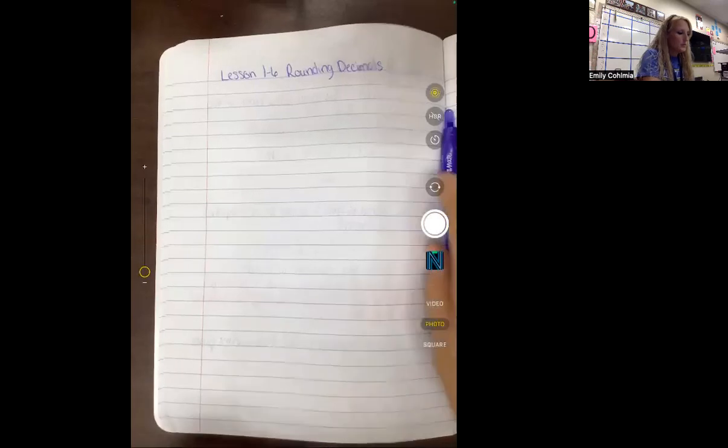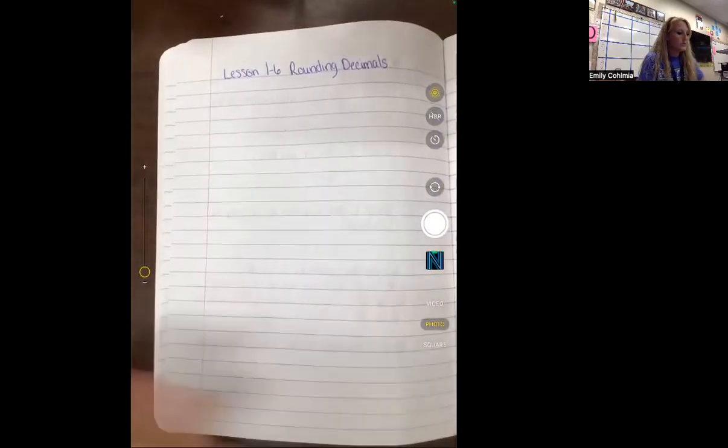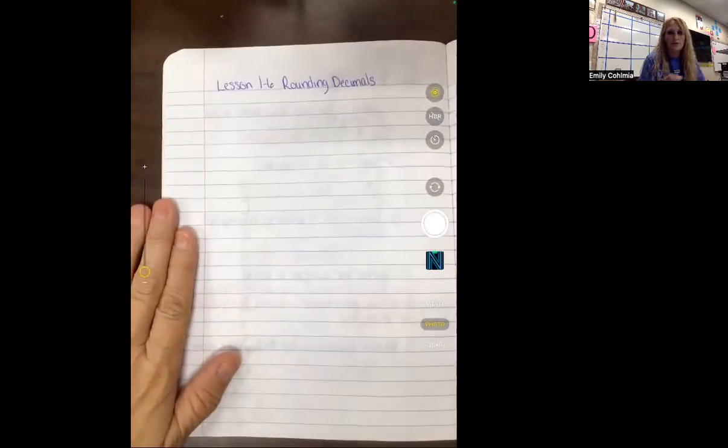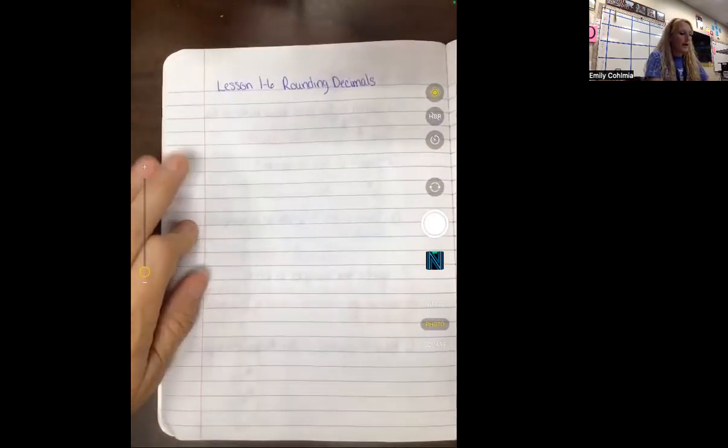So lesson 1-6 is rounding decimals. So let's get to our iNotebooks. See if I can get mine pulled up here. And we'll get started as soon as mine comes up. Here we go. Okay, lesson 1-6, rounding decimals. So in 1-5, we learned about all of the decimal place values. And so now we're going to learn about rounding decimals.